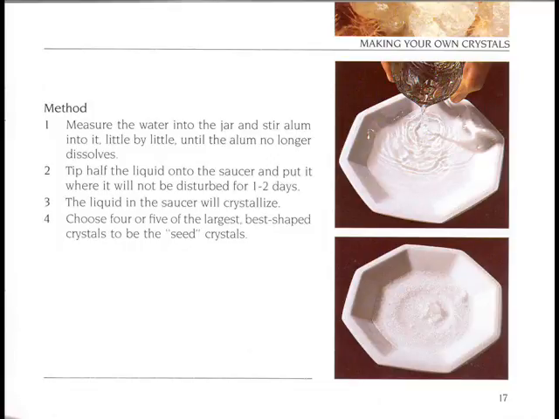Method: measure the water into the jar and stir the alum into it, little by little, until the alum no longer dissolves. Tip half the liquid into the saucer and put it where it will not be disturbed for 1 to 2 days. The liquid in the saucer will crystallize. Choose 4 or 5 of the largest, best-shaped crystals to be used as seed crystals.